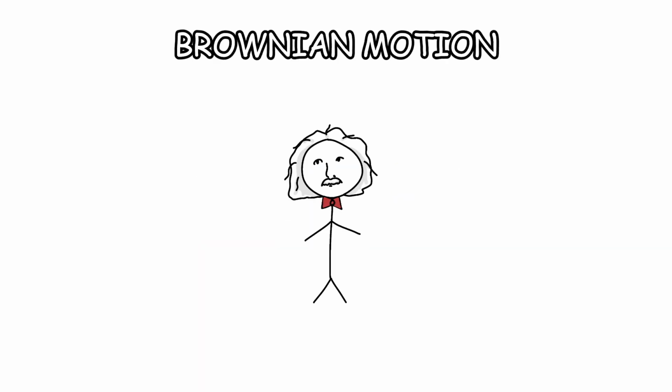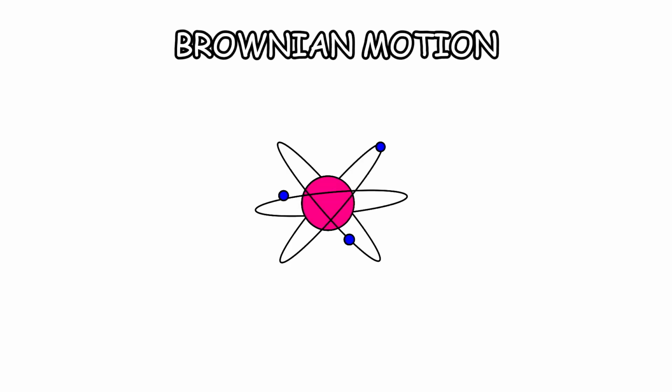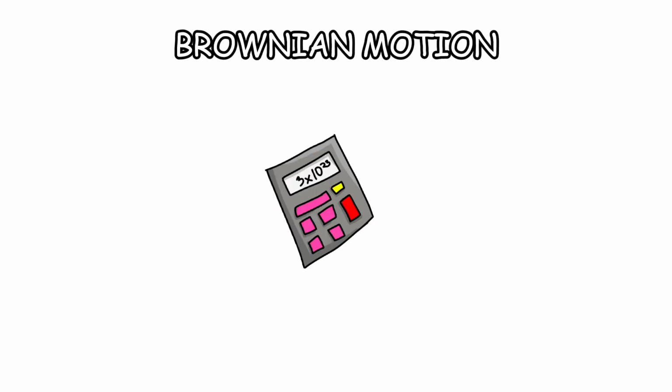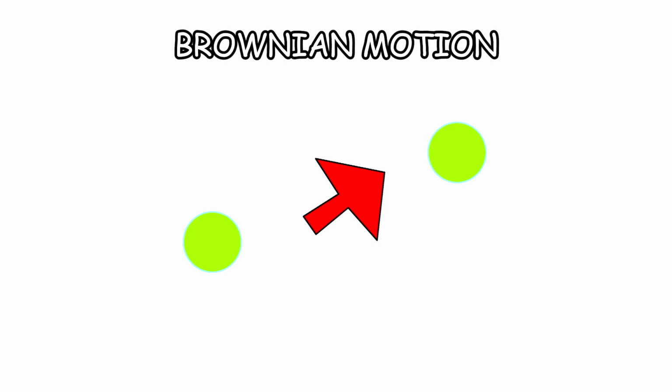Brownian motion. Einstein used the Brownian motion, proving mathematically for the first time ever the existence of atoms. But not only that, he also managed to figure out how to calculate the size of atoms based on how much the Brownian particles moved.